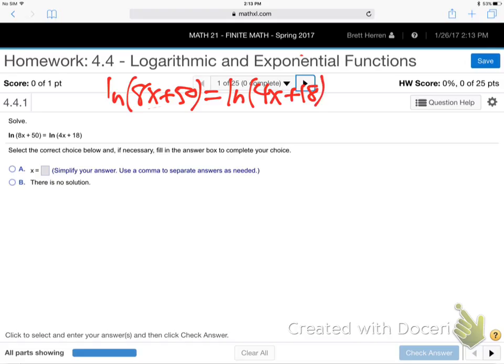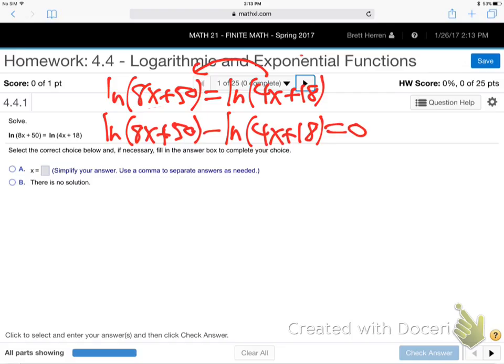So step 1, pull this over here. The logs, you've got to get them on the same side. So ln of 8x plus 50 minus ln of 4x plus 18 equals 0. Step 1, same side. So we get the two logs on the same side.